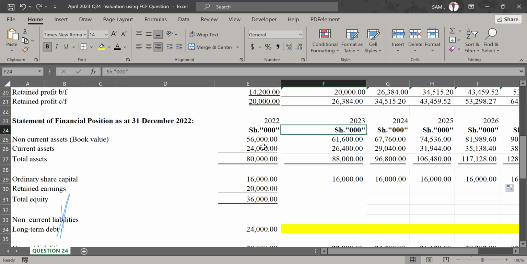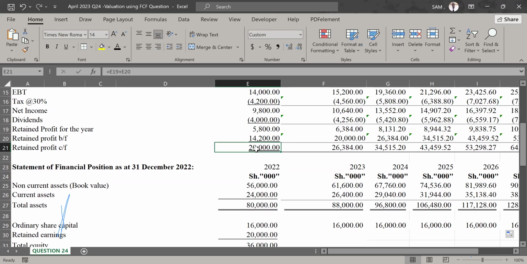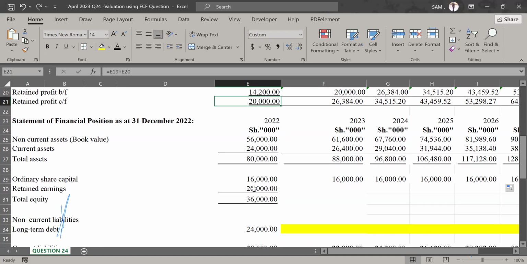But because we do not have a statement of changes in equity, we will just work with the retained profit carried forward. I want you to look at 2022. Retained profit carried forward in our statement of profit or loss is what is reflecting under retained earnings. That is what is transferred to retained earnings. There are no other adjustments done to it because we do not have those adjustments taking effect here.